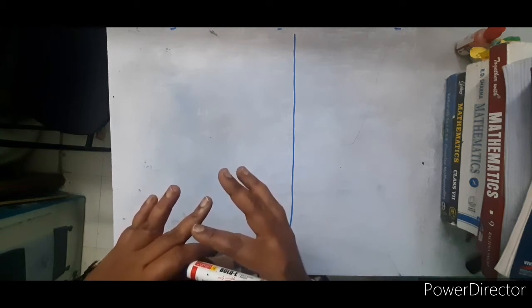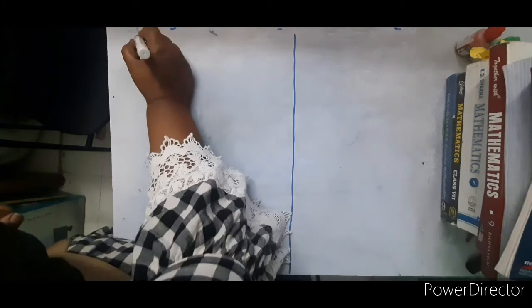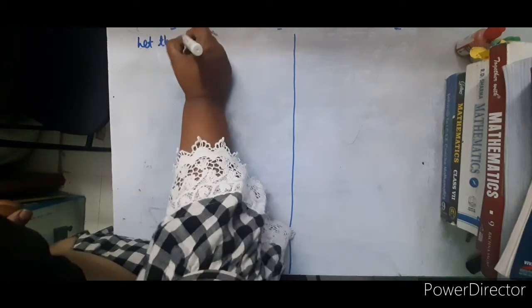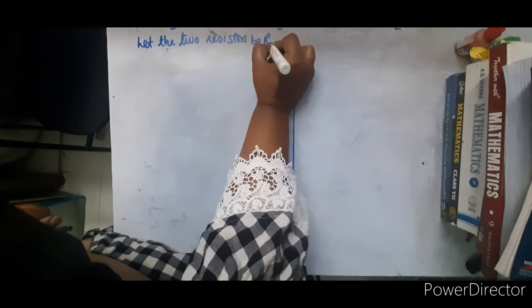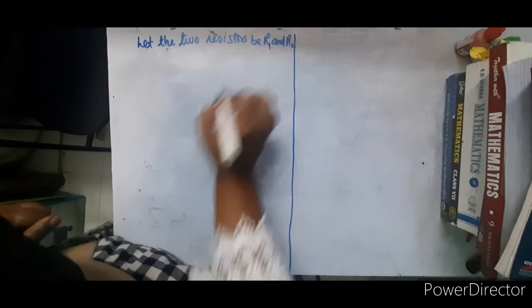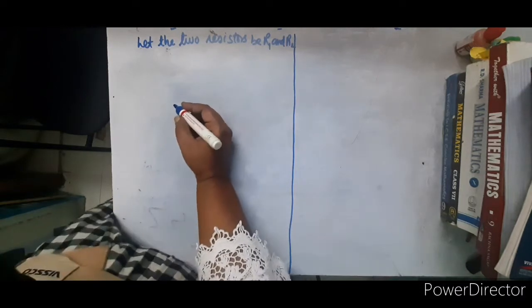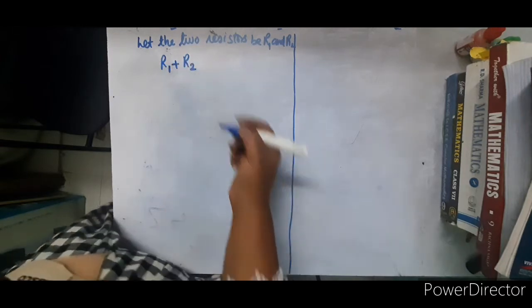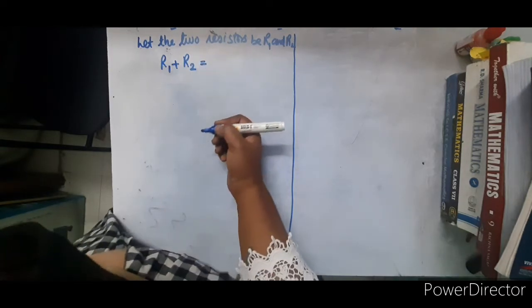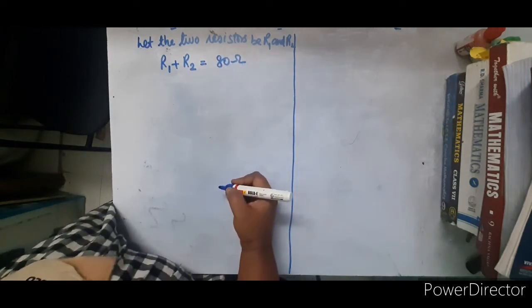They say that when two resistors are connected in series, let the two resistors be R1 and R2. So these are the names of the two resistors, R1 and R2. If these resistors are connected in series, series means R1 plus R2. If it's connected in series combination, then the equivalent resistance or the effective resistance is 80 ohm. This is given. This is the first condition given.